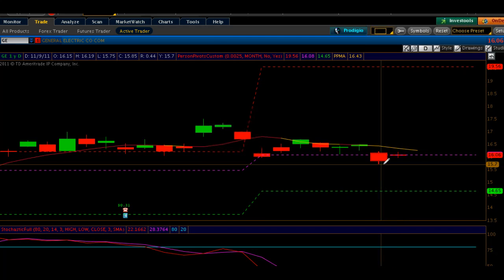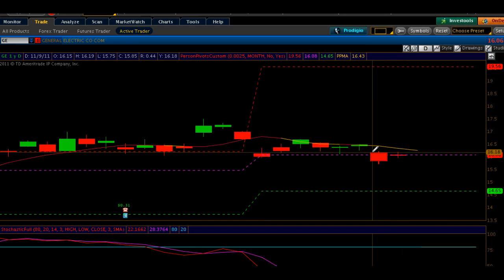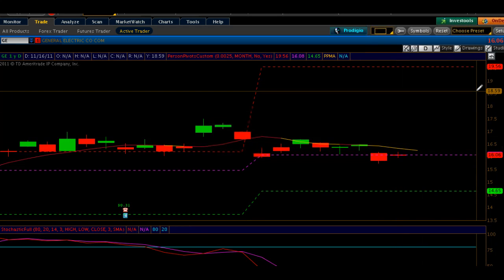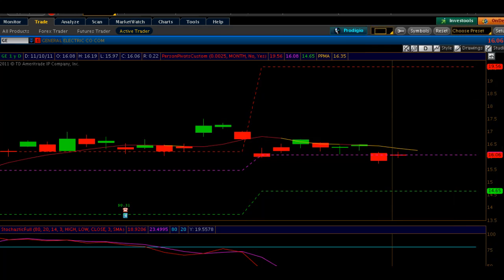We did not make a lower low, and we closed basically inside here. So what I would be looking for is a close above this little doji candle to go long and try to capture some profits here. That's what I would look at. And also the stochastics is oversold. This is actually a pretty good play.